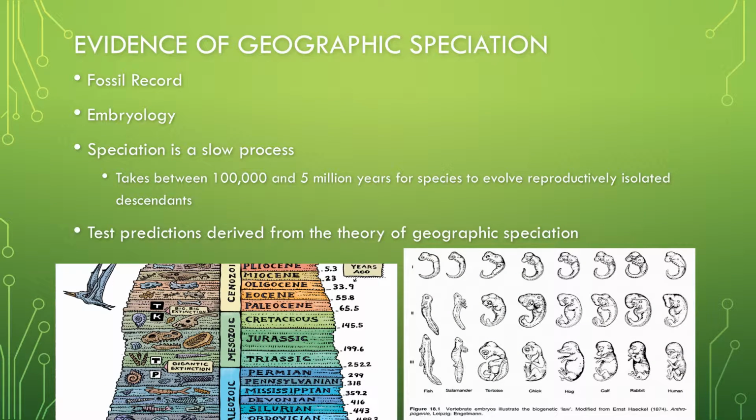Evidence of geographic speciation, which includes fossil records and embryology, are a few examples of data that are evident. Speciation is a slow process unless it is happening in bacteria. Studies conducted by Coyne and Orr showed evidence that starting with one ancestor, it takes roughly between 100,000 and 5 million years to evolve two reproductively isolated descendants. Because of this, it is impossible to witness the process in one lifetime. Because the events are hard to observe, predictions are made from the theory of geographic speciation.